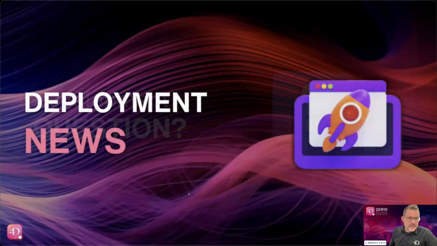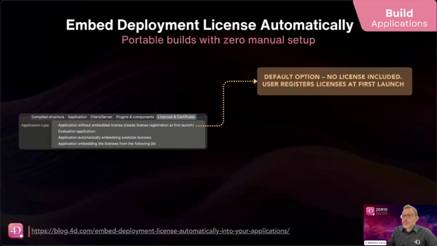Let's start with the last section of this morning's presentation, and it's the deployment news. So we will talk about embedding deployment licenses automatically. You can now embed deployment licenses automatically, so your builds are portable, version controlled, and ready to use across machines. No more editing license paths or setting things up manually. Let's walk through the options you have.